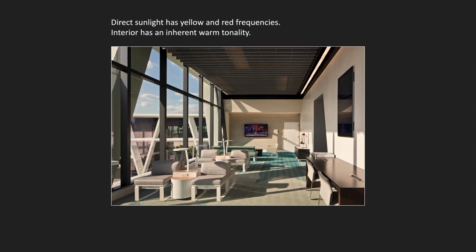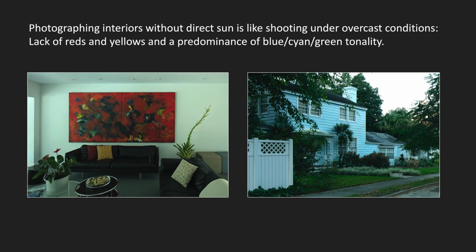Now, direct sunlight has yellow and red frequencies, so the interiors lit by direct sun, like this Brightline station, they are inherently warm. However, if you photograph interiors without direct sun, it's very much like shooting overcast conditions where you don't have reds and yellows, and you have a predominance of blue and cyan and blue-gray tonalities. Not very pleasant.